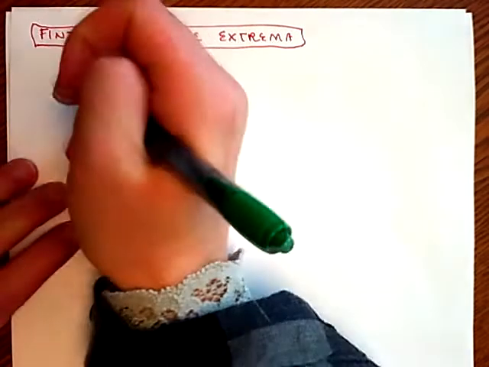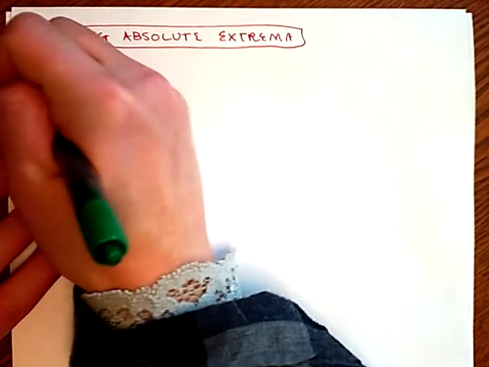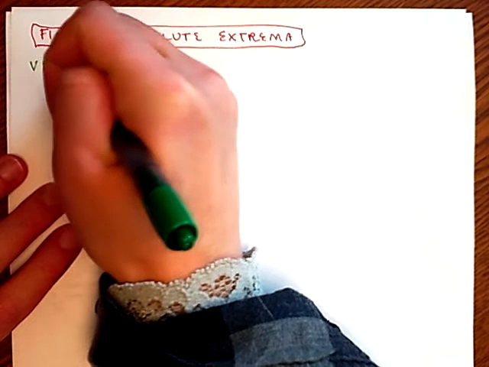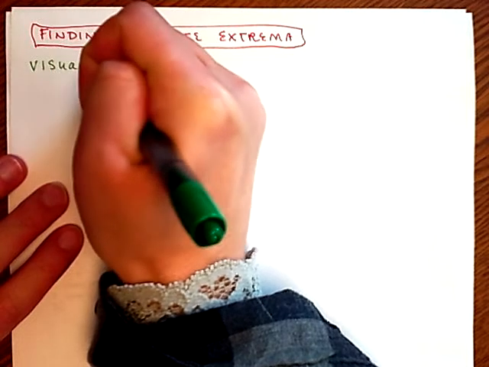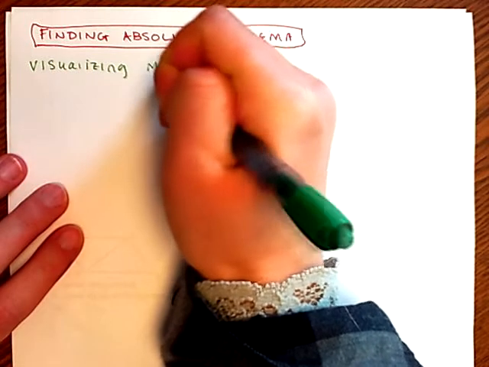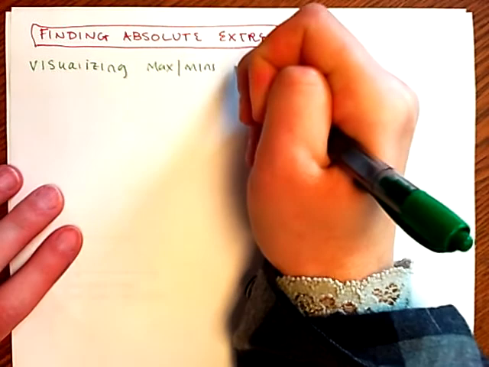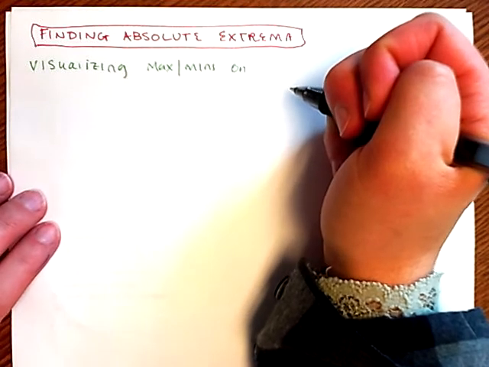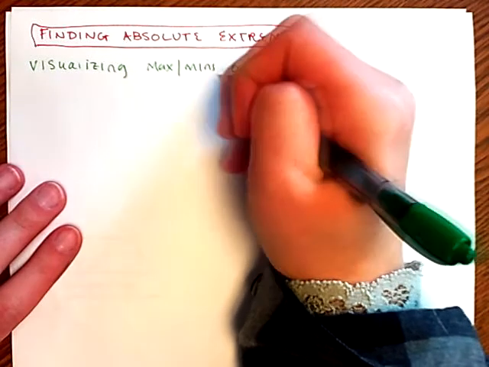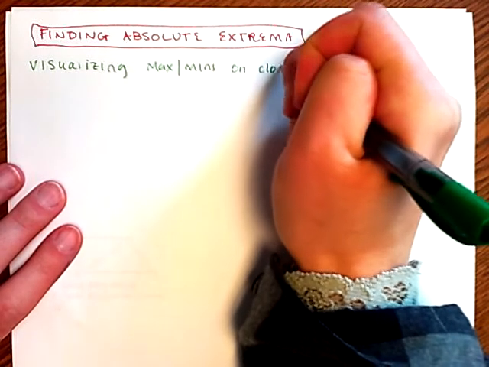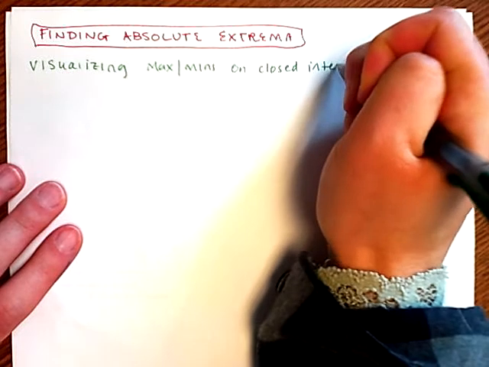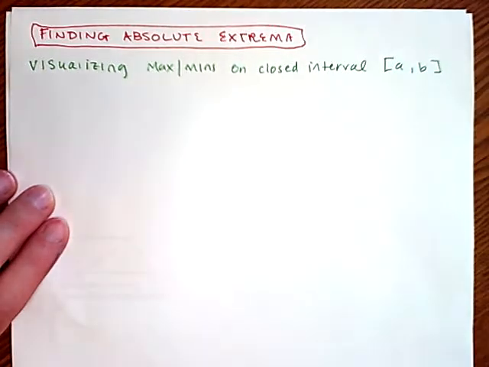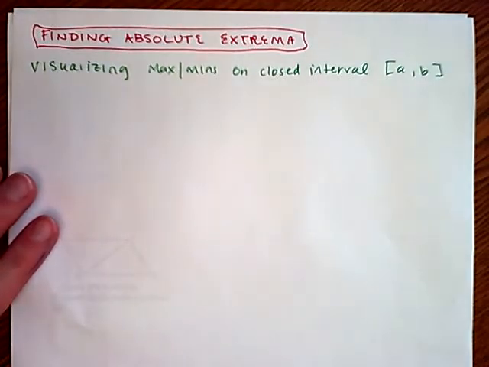The first thing we're going to do is a little bit of a graphing activity where we visualize maxes and mins. We're going to think about a closed interval because it's a lot easier to think about absolute maxes and mins on a closed interval. We'll say from A to B, where A and B are x values.